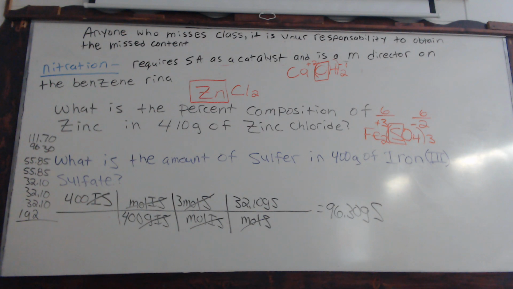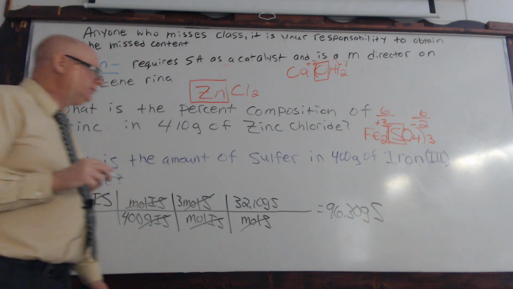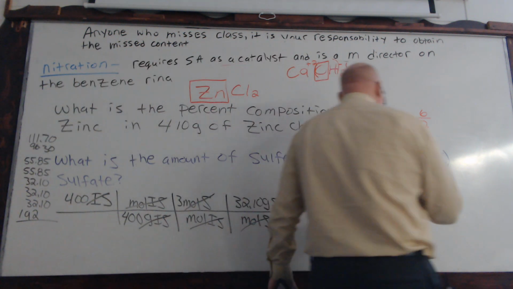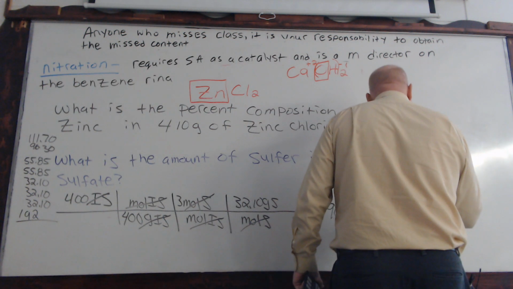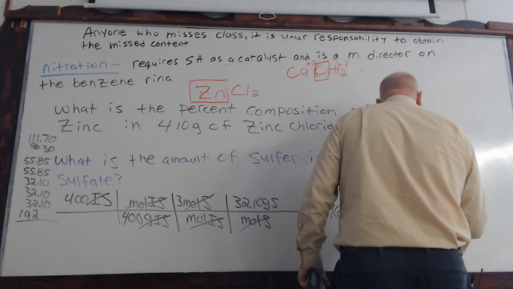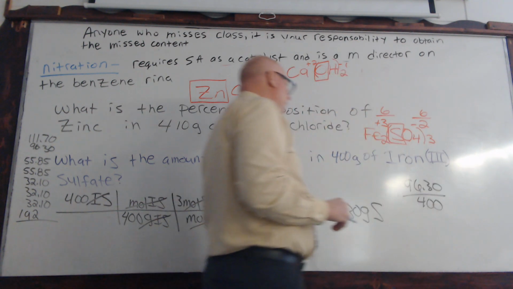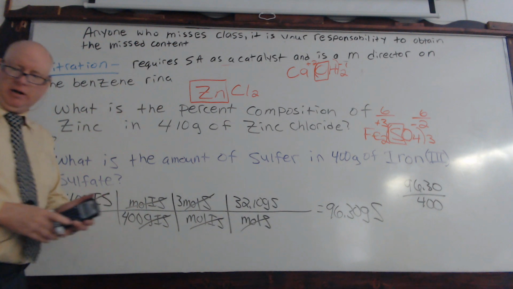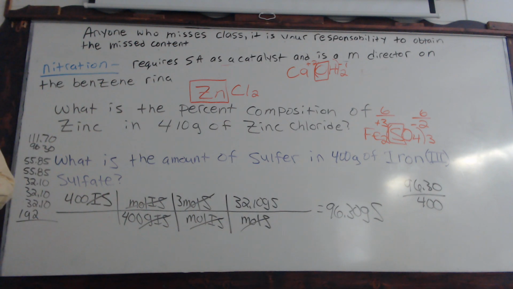So what if we wanted to find the percent composition of sulfur? There's just that one extra added step. It'd be the same, wouldn't it? It'd be over 400. 96.30 divided by 400, and that would give you the percent composition of sulfur in that compound.